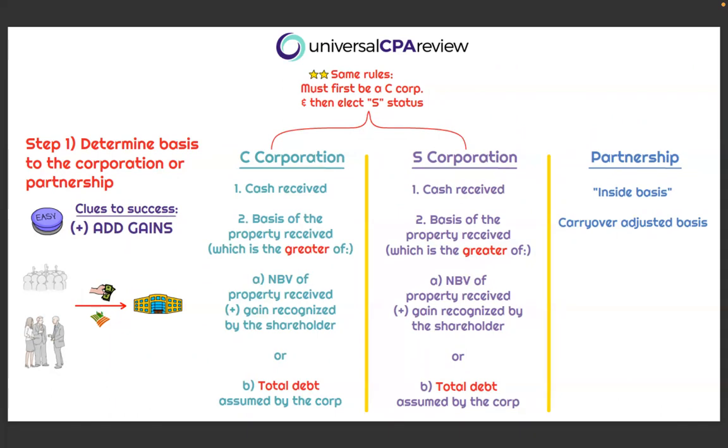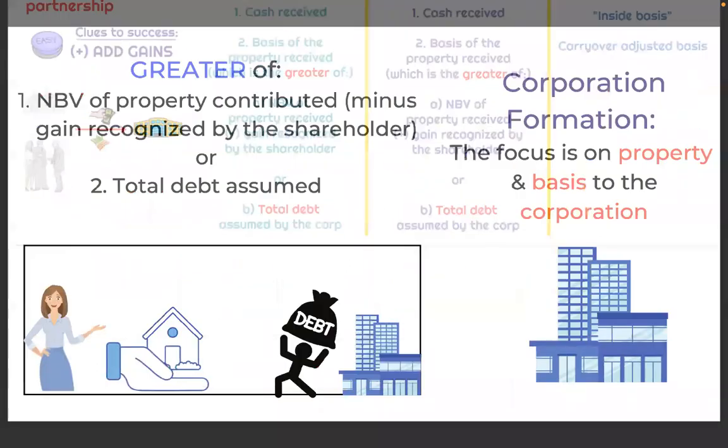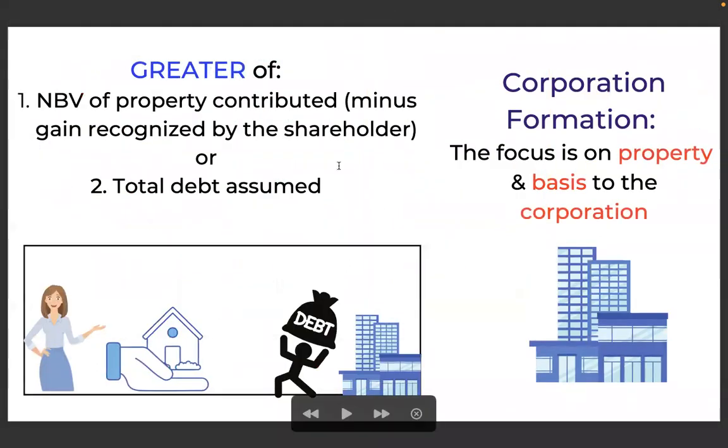Partnerships, when we're thinking about basis, we're thinking specifically about the basis to the partner. All right, that's really where your focus needs to be. When you're thinking about the basis to the partnership, this is what we call the inside basis, which is just going to be the carryover adjusted basis. That's all you need to remember, okay? But what's really important when you think about partnerships is the basis to the partner themselves. Okay, so the focus here when it comes to the basis to the company, all right, again, we have three steps. We have the basis to the corporation or partnership, the basis to the shareholder or partner, or the gains potentially recognized by a shareholder or partner.